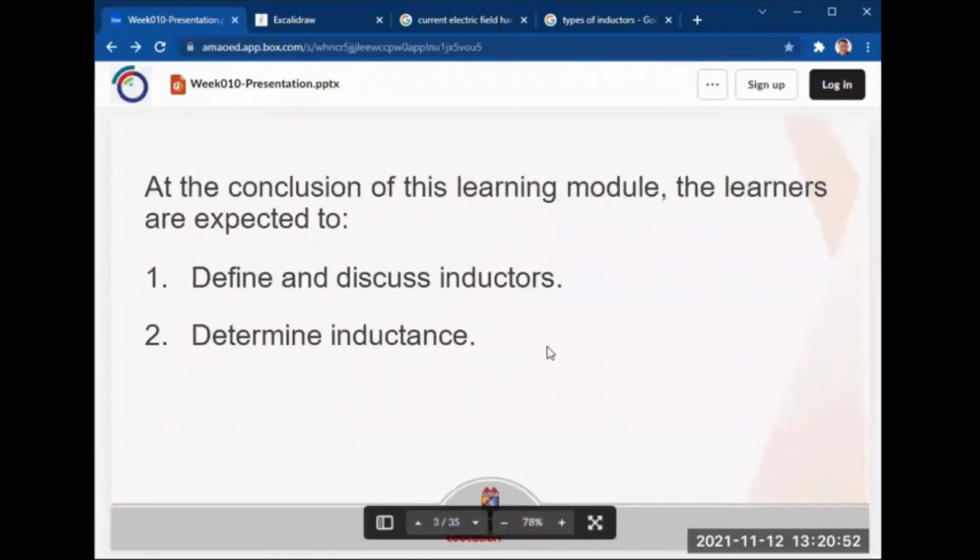So these will be our learning outcomes for this module. Number 1, define and discuss inductors. And number 2, determine the inductance of an inductor.